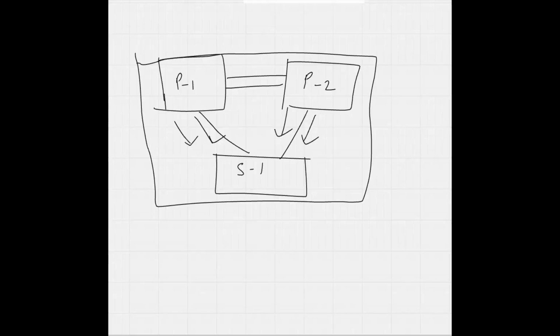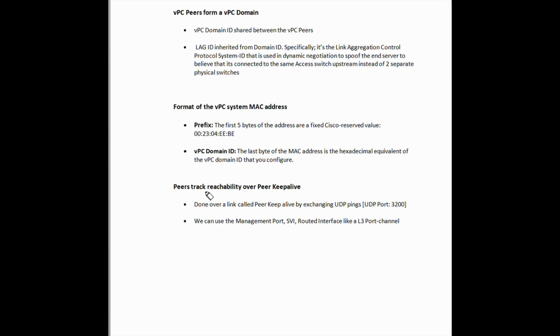So in our lab topology, the VPC system MAC address that we should see is the value that you see on the screen highlighted, ending with 01, as 01 is the hexadecimal representation of decimal value 1. The next thing that we need to make sure is that the VPC peers are able to track reachability between each other. They are going to do this over a link called the VPC peer keep alive, which is a UDP ping going between the peers over UDP port 3200.